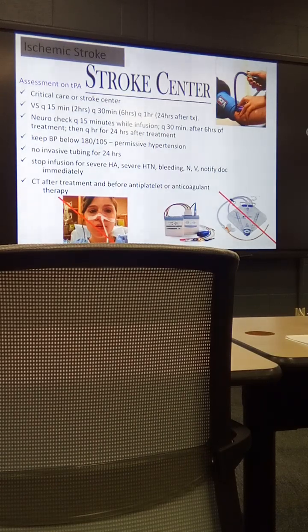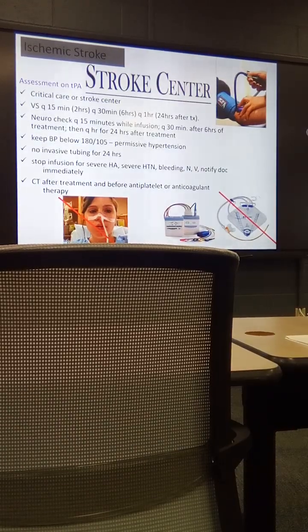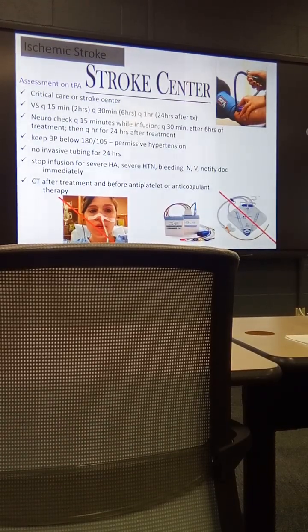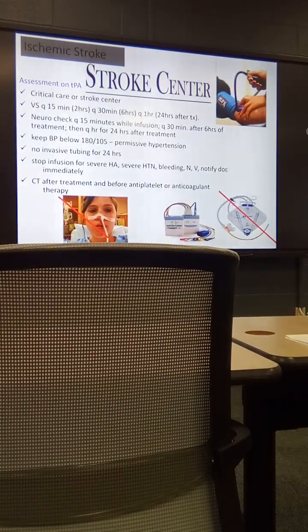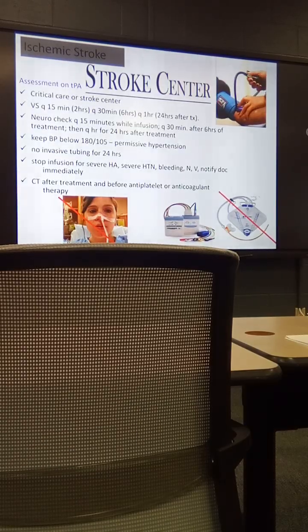Once they are on TPA, you are doing vital signs every 15 minutes for 2 hours. Then Q30 for 6 hours, then every 1 hour for 24 hours. That's a lot of vital signs, right? That's busy work. So that's why it's usually 1 patient to 1 nurse. That's a lot of stuff going on with that patient. A lot of assessments, and then you're doing a neuro stroke scale, which you guys will practice, every 15 minutes.